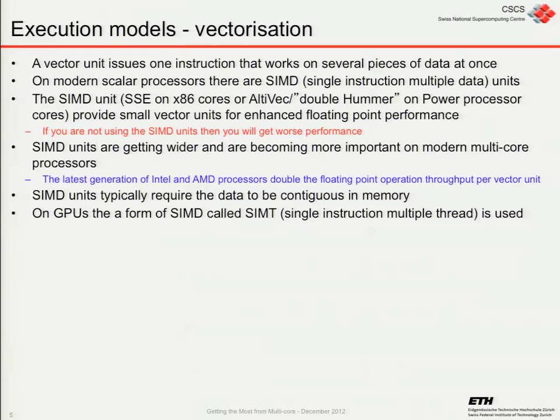And for those who are interested in GPUs, there's a similar form of SIMD called SIMT, single instruction, multiple thread. There the data does not have to be contiguous. You can do things differently. You still issue 1 instruction against multiple pieces of data, multiple threads. They don't have to be contiguous, but for performance reasons, you still have to get them in a way where they're all very close together.